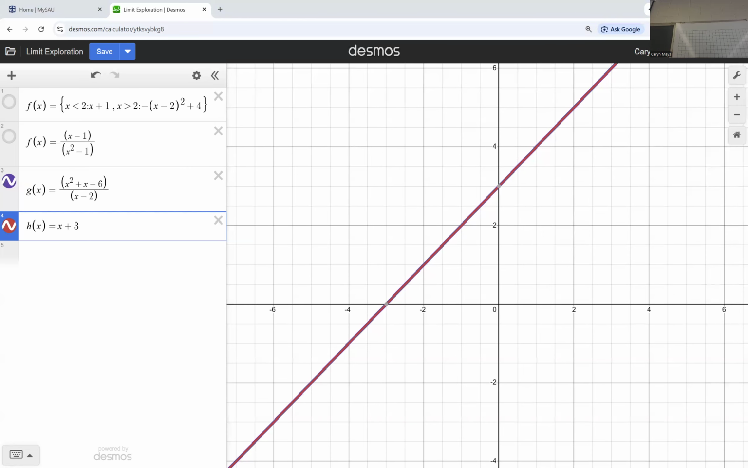Now what happens if I plug in 0? The denominator's not 0 anymore. Some math magic happened. Now I can plug in 0. What happens in the denominator? What does that become? 2. And so I have 1 over 2, or 1/2 as the limit.